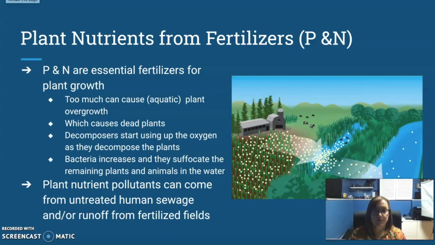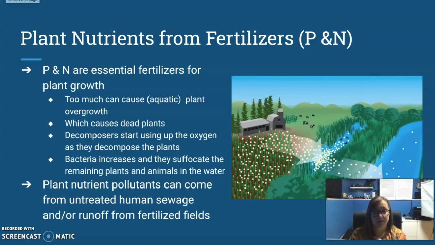So fertilizers, when we're looking at those, we're looking at our phosphorus and our nitrogen, and the reason why we look at them is because they can cause that overgrowth of plants in the aquatic environment, and when that happens, then when they die, you bring in all these decomposers who use up all the oxygen, and that bacteria that we talked about way back in the beginning of this video, that bacteria increase and they suffocate out the remaining plants and the animals in the water. This is called an algae bloom, and it happens a lot, actually.